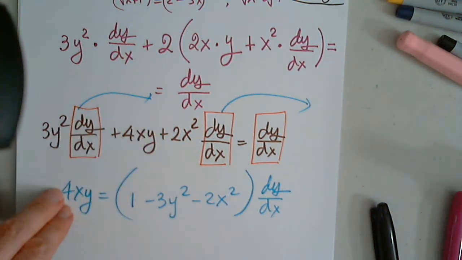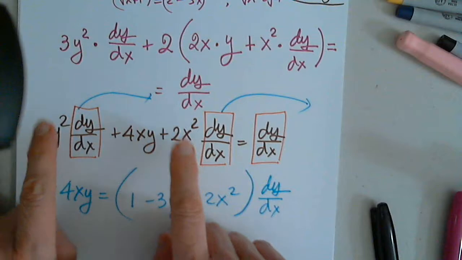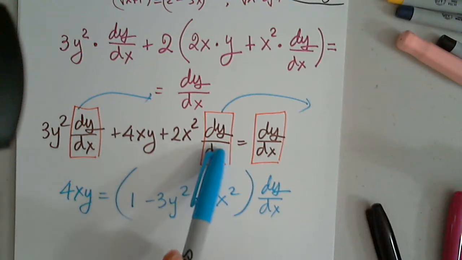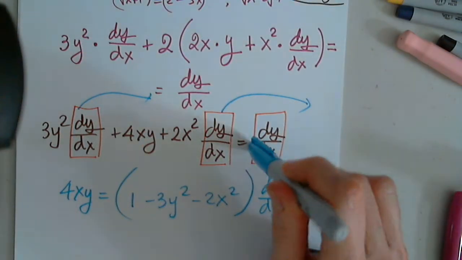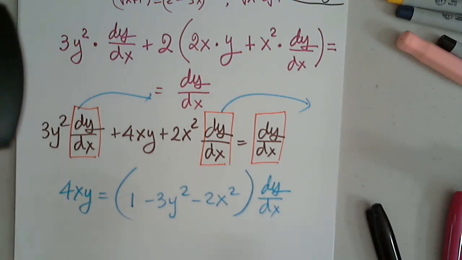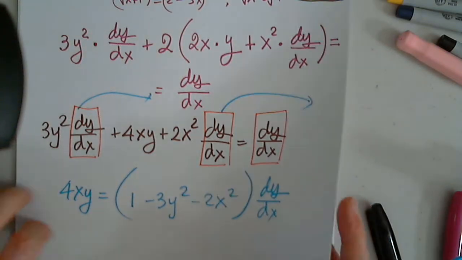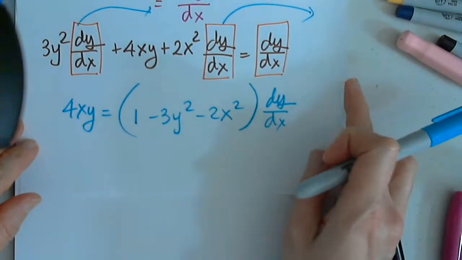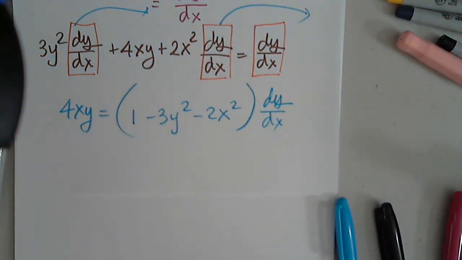So the 4xy stays. These three terms are all on the right-hand side of the equal symbol. And I factor out dy over dx. This is the positive, this will go to negative, and this will become negative as well. At this point, I'm ready to find an expression. Yes, you can say, what did you accomplish? Not much. Your expression still has y in it.